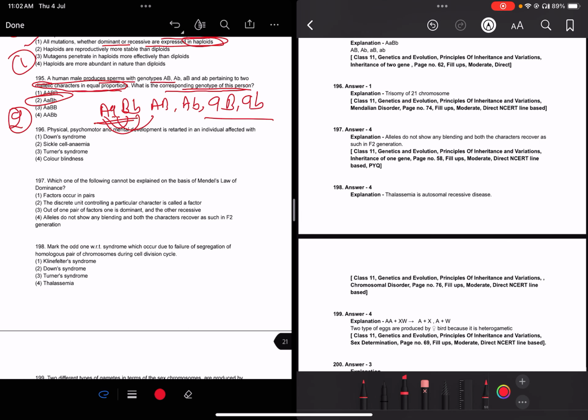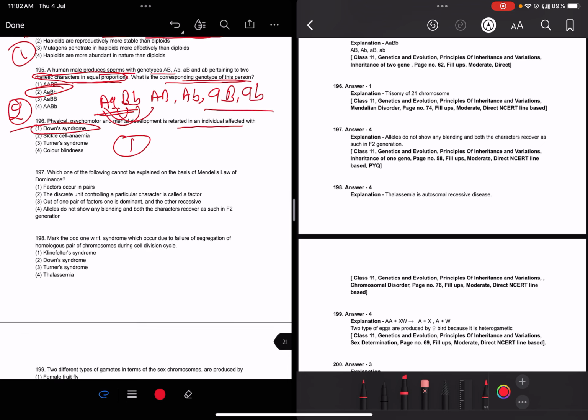Next question, 196. Physical, psychomotor, and mental development is retarded in an individual affected with which disorder? Simple question. All physical, psychomotor, and mental development is affected in Down syndrome. Down syndrome is a genetic disorder.